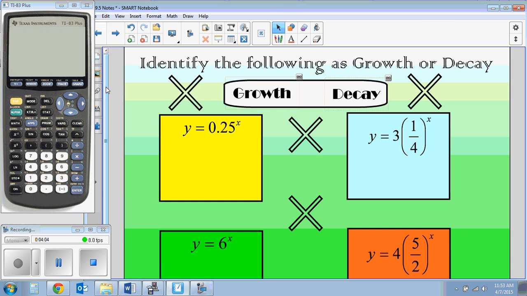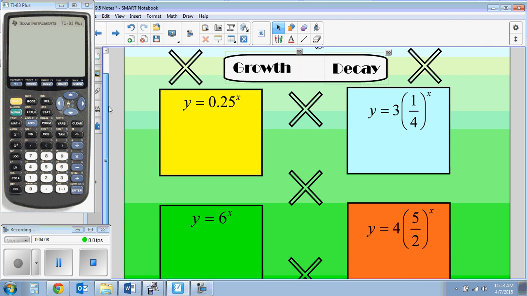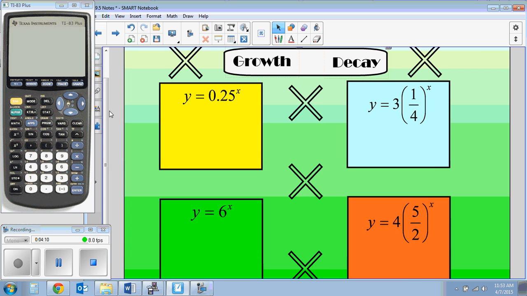With these problems, we have to identify whether the following are exponential growth or decay. We're going to be looking at the b value in order to do that. So pause the recording, and see what you think of all of them. Take about 10 seconds to do that.